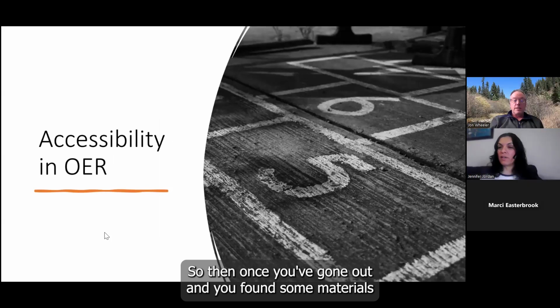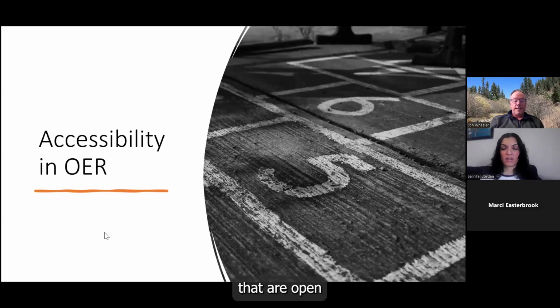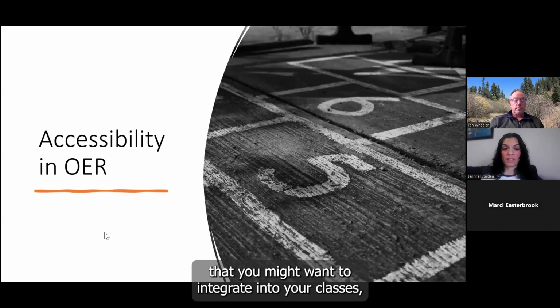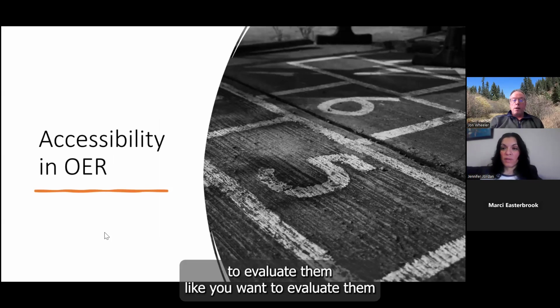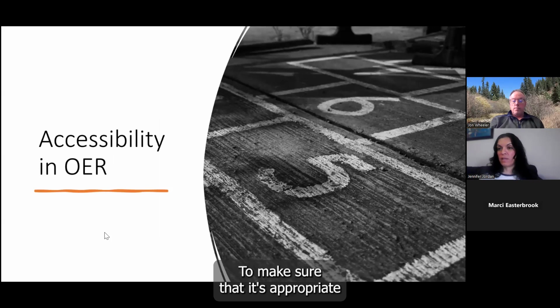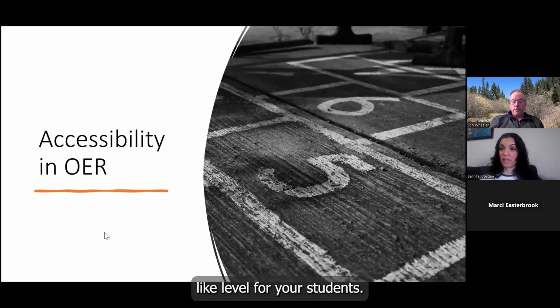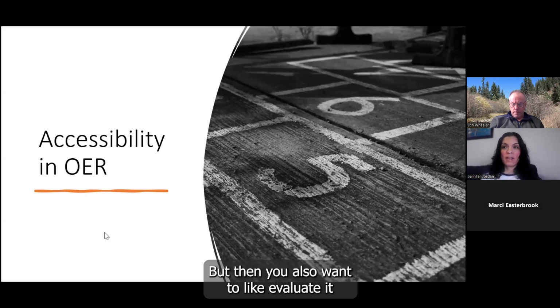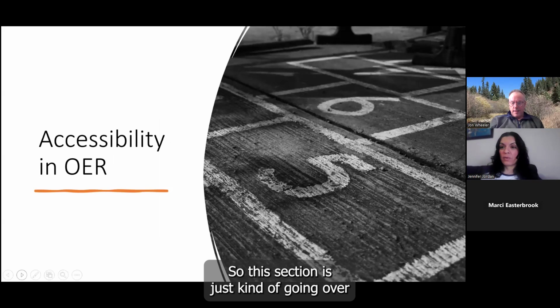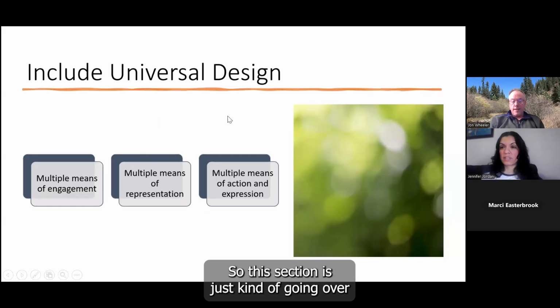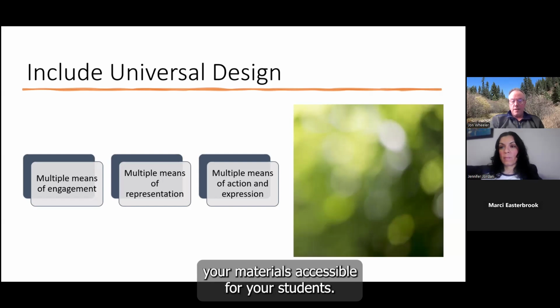So then once you've gone out and you've found some materials that are open that you might want to integrate into your classes, you'll still want to evaluate them. You want to evaluate them for the content, right? To make sure that it's appropriate, like level for your students. But then you also want to evaluate it for accessibility. So this section is just going over some things that you can consider while you're trying to make your materials accessible for your students.